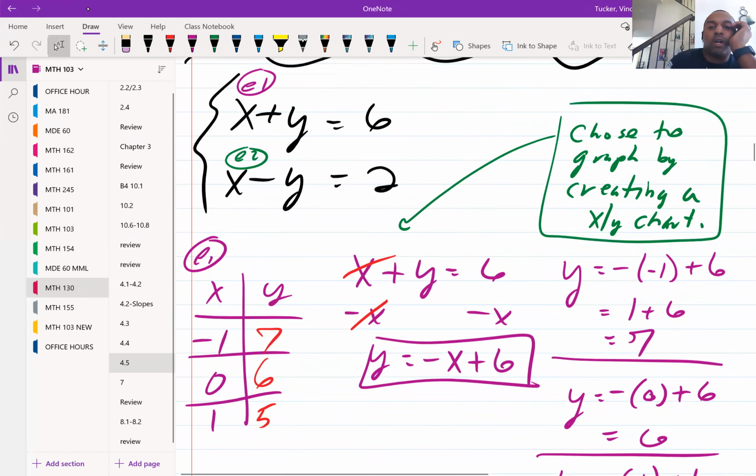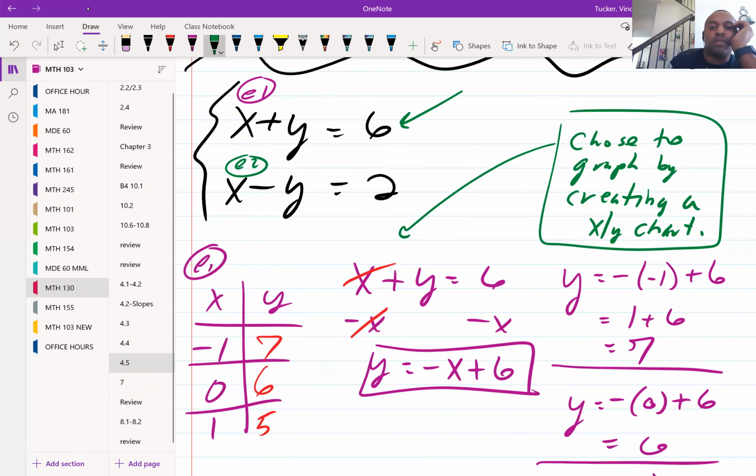I always label my equations. This one I called equation 1, bottom one I called equation 2, just for board purposes, so you know which one I'm talking about when I reference it. Looking at the first one, x plus y equals 6. When I graph, I always solve my equations for y. It just helps me in comparison and generating points. If you have your own way, that's fine. But I always solve my equation for y, and that's what I did here.